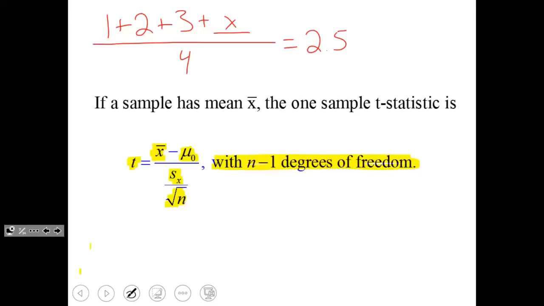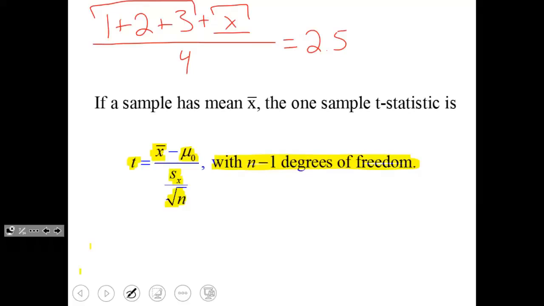I have freedom in the first 3 numbers. They're my degrees of freedom. But once those 3 numbers are locked in, my 4th number, my last number, is automatically locked in. In fact, in this case, x has to be 4. Otherwise, I'd have 1 plus 2 plus 3. Well, that gives me 6. Well, I know 4 times 2.5, that's 10.